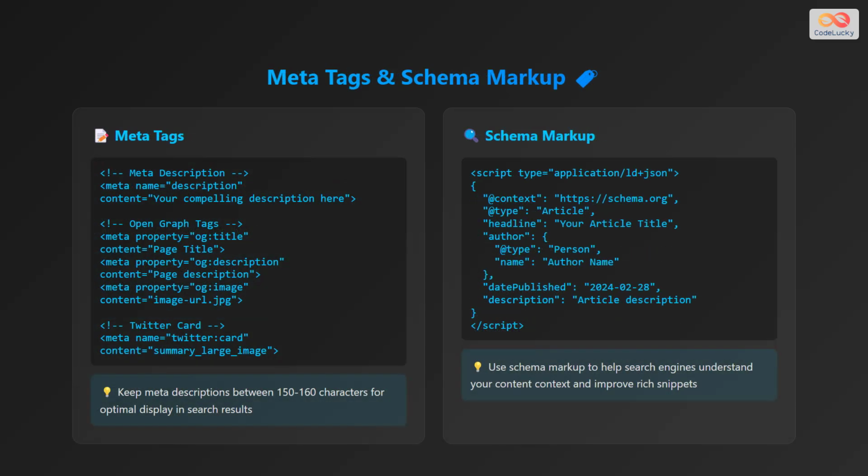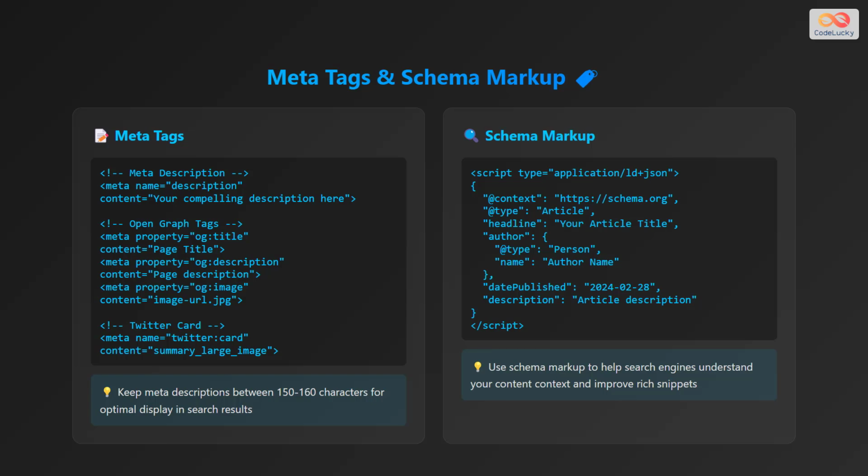Now let us learn about meta tags and schema markup. Meta tags are snippets of text that describe a page's content. They do not appear on the page itself, but in the page's code. Meta descriptions should be between 150 to 160 characters for optimal display in search results. The code for meta tags looks like this: a meta description tag that contains a name attribute with a value description, and the content attribute that holds a compelling description.